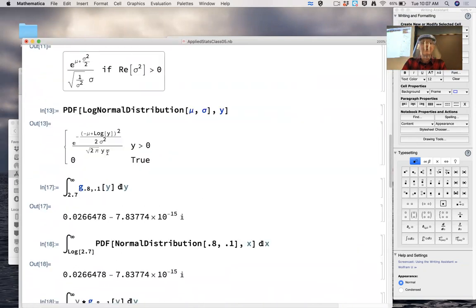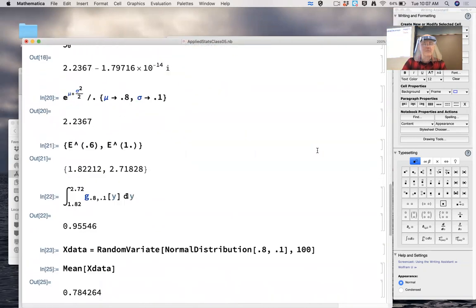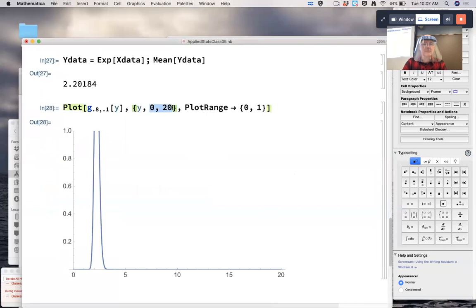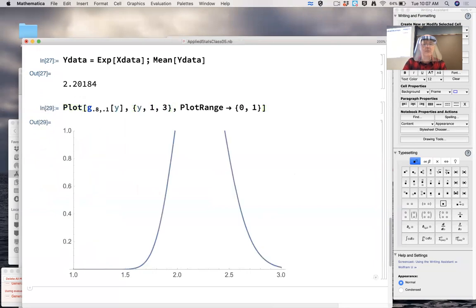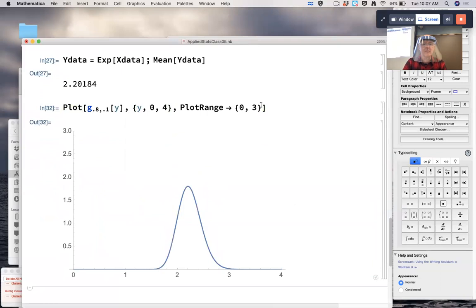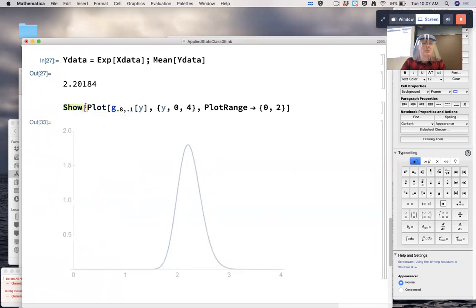Is it matching? Is the data matching the graph of the PDF for this log normal distribution with parameters 0.8 and 0.1? Very skinny and tall. Clustered close to e to the 0.8, which is 2.2. So maybe I should just go from 1 to 3 here or so. Let's start at 0. If I made a histogram statistics of the Y data, would it match this? It should. I don't know if it would make sense to plot them on the same scale or not, same axes here. I'm not sure if this is going to work.